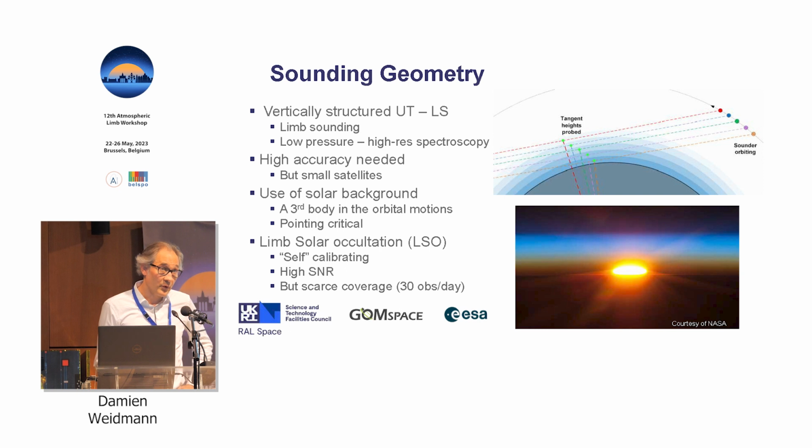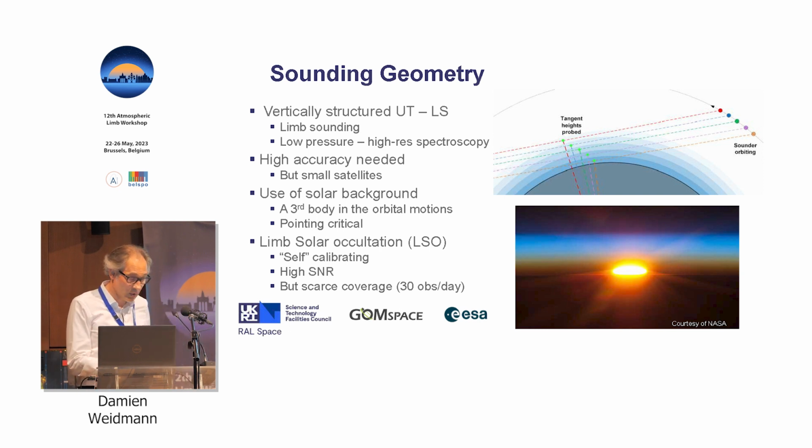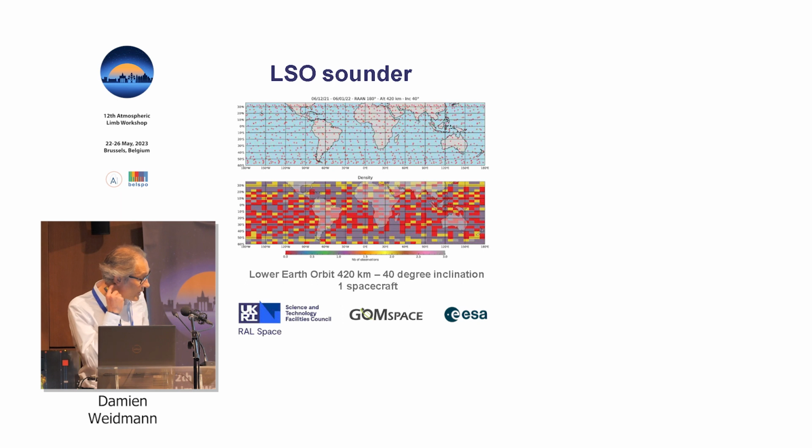Another aspect of solar occultation limb sounding, which has already been mentioned, is the coverage, which is only 2 observations per orbit. So that means in terms of coverage, it has some implications. So let's look at that.